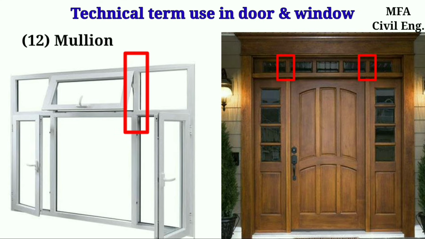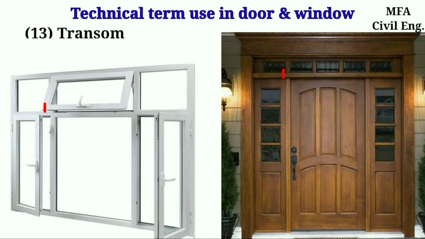Mullion is the vertical member of a frame which is employed to subdivide a window or door vertically. Transom is a horizontal member of a frame which is employed to subdivide a window opening horizontally.